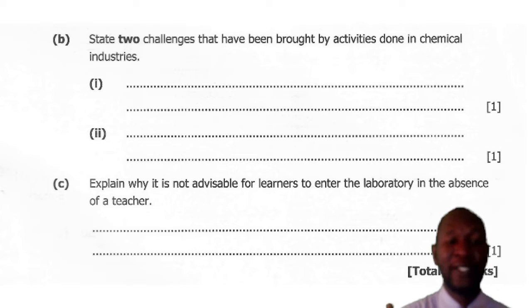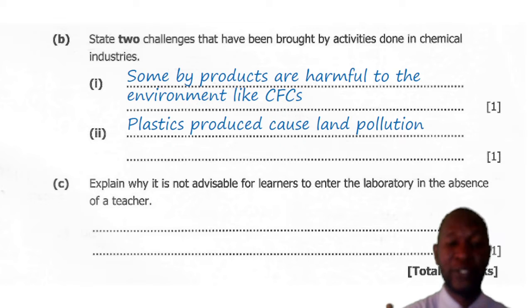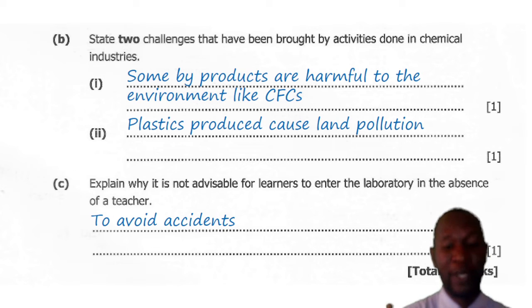Part B. State 2 challenges that can be brought about by activities done in chemical industries. One of the challenges is some byproducts are harmful to the environment, like CFCs, which will damage the ozone layer. Secondly, plastics which are produced can cause land pollution. Part C. Explain why it is not advisable for learners to enter the laboratory in the absence of a teacher. This is simply to avoid accidents. So this was question number 1 for section B.